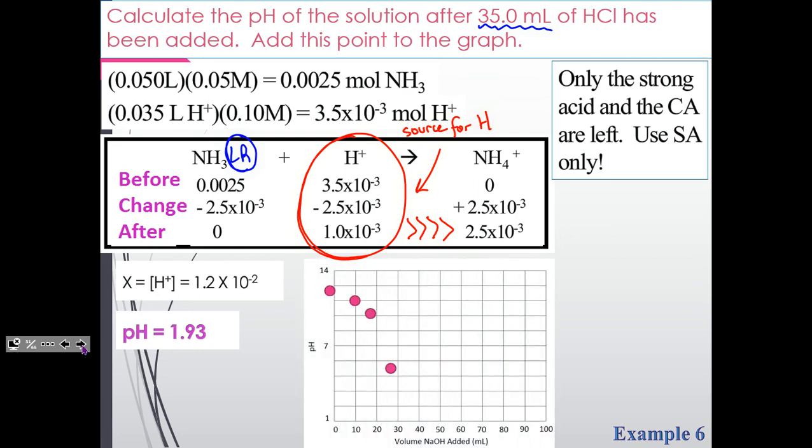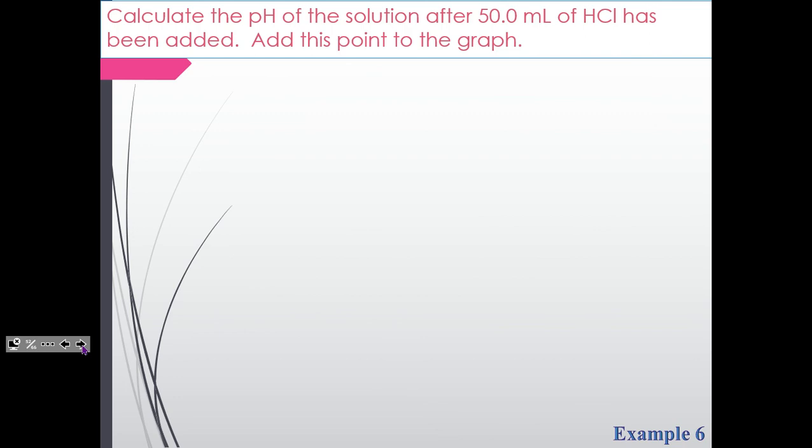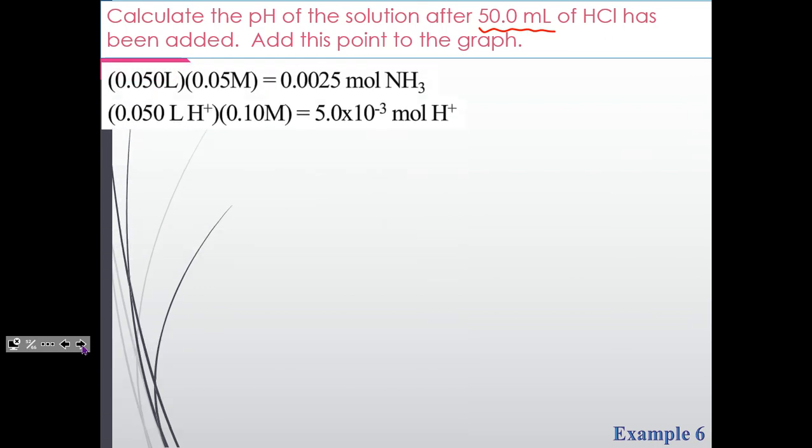Plot our points. There's equivalence, and we're going to drop even more. So we drop, we've got this buffering zone, we drop for the equivalence, and then strong acid should start to level out. Last point, we're going to go a little crazy and add 50 milliliters of HCl. Ammonia is the same.